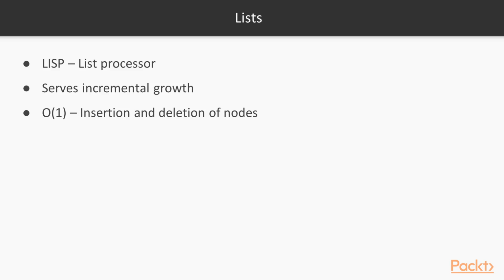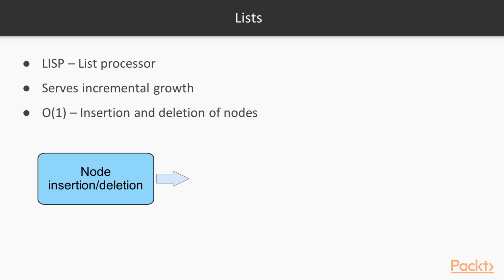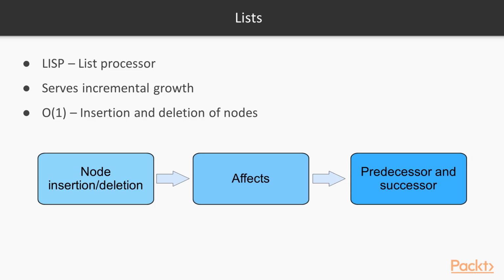List append is an O(1) operation in the imperative world. Deleting and inserting nodes anywhere in the list is an O(1) operation too. When we insert or delete a node, its predecessor and successor are the only nodes affected. A few pointers are juggled and the insertion or deletion is done.